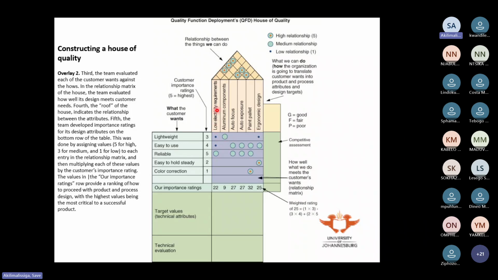So, low electricity requirement and auto exposure. As I said, for auto exposure you have two ways here: either you extend this way or you extend this way. Since we are looking for the intersection between auto exposure and low electricity requirement, you will extend auto exposure this way so that they can meet right here. That will be the intersection where you're going to input the relationship symbol.